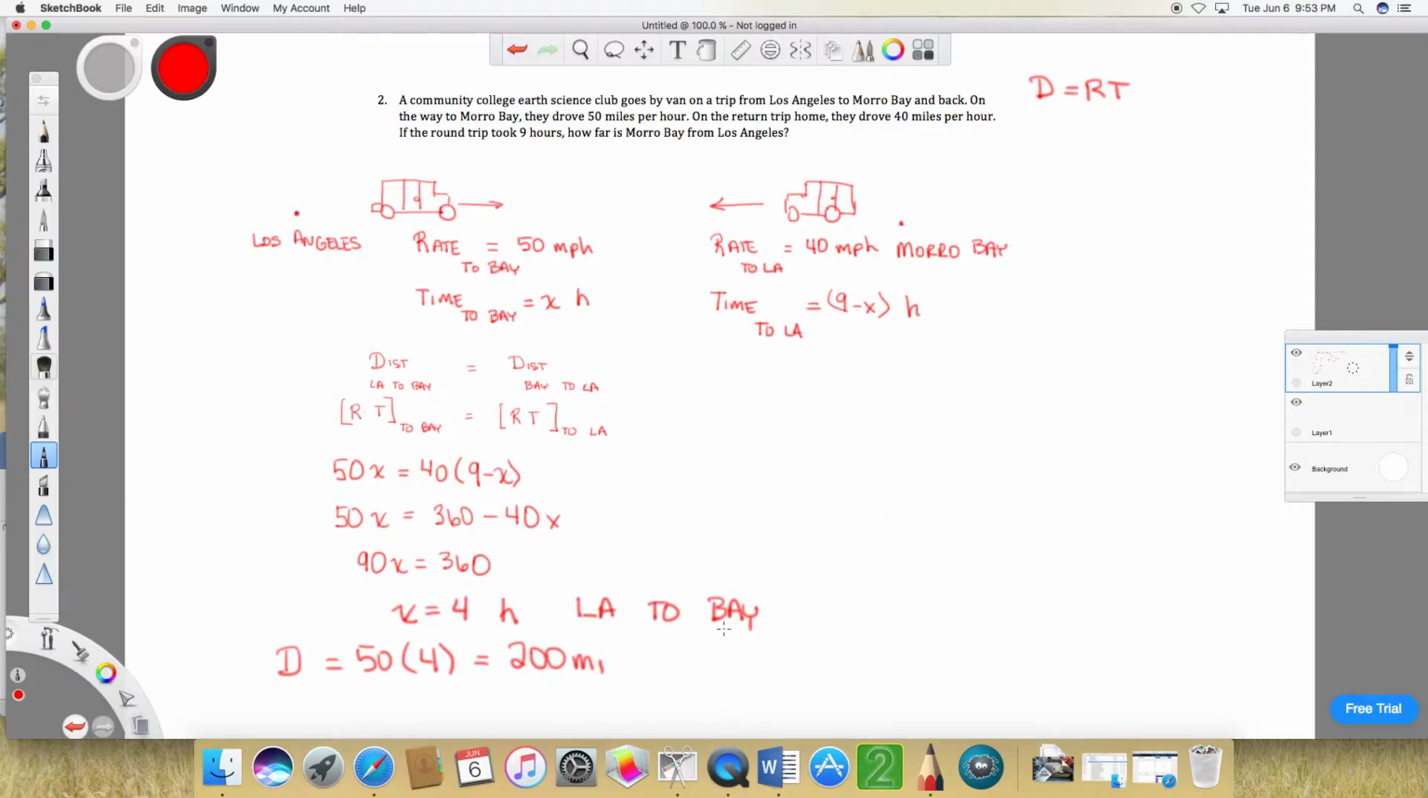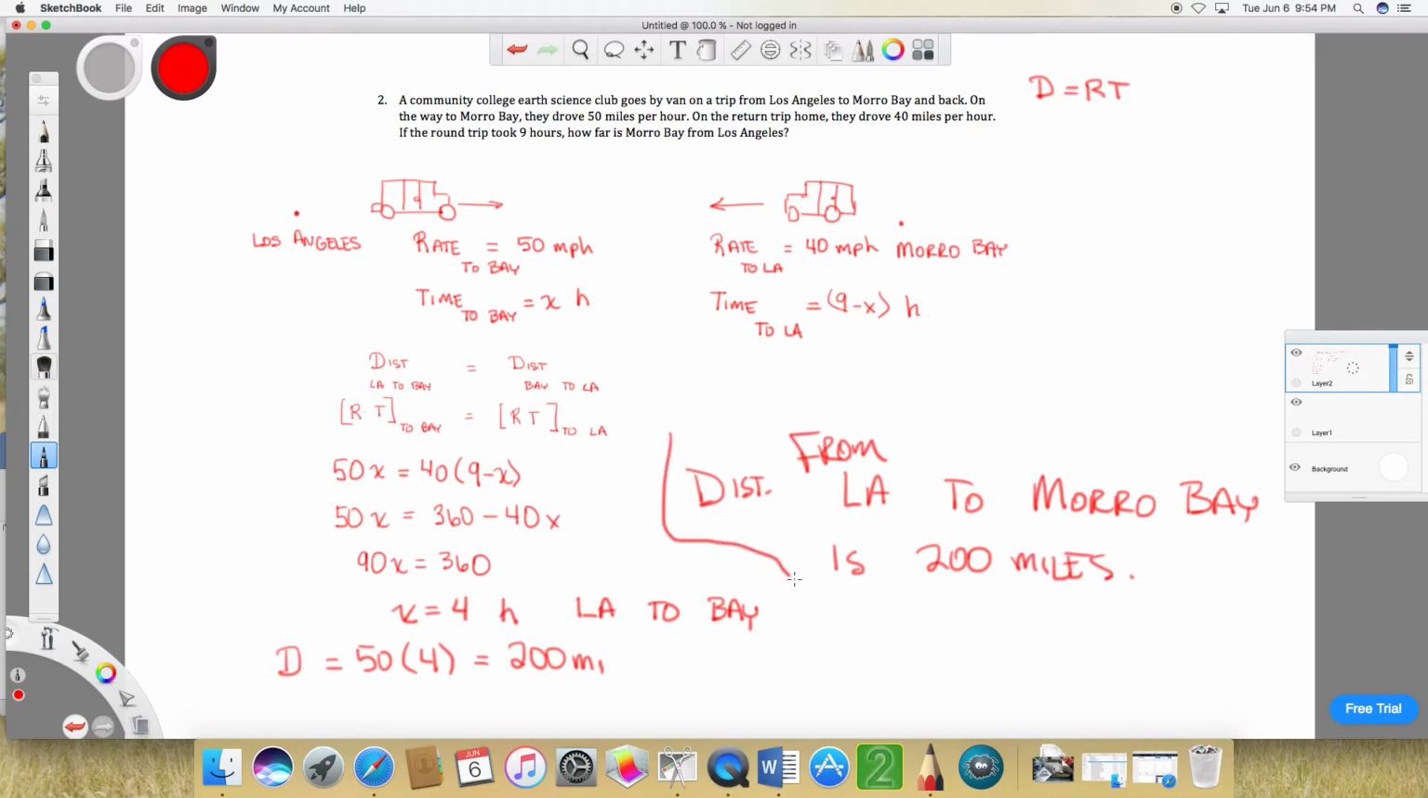So the distance from LA to Morro Bay is 200 miles. So that's what they were wanting. So here's our final answer.